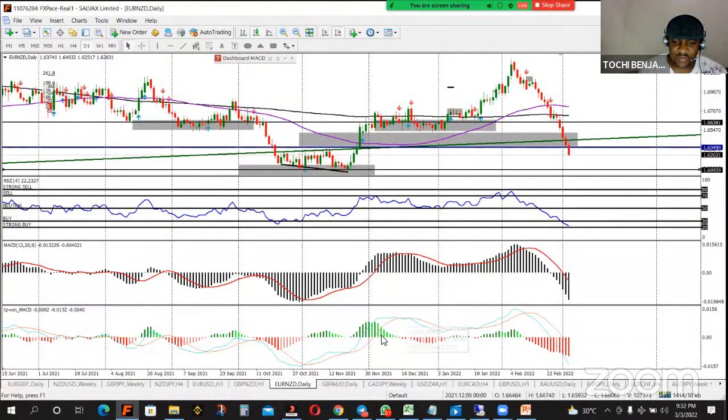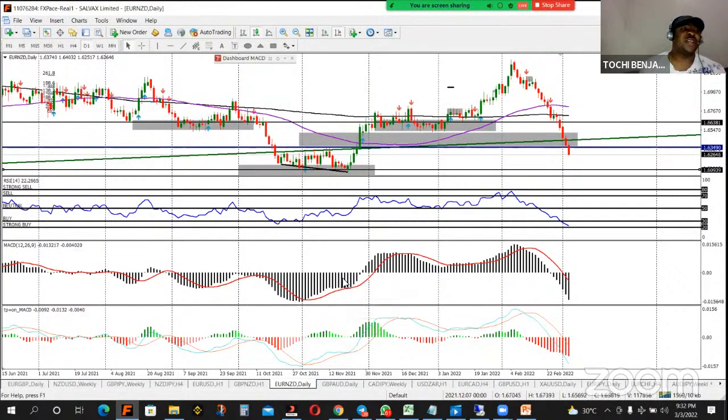MACD. Look at the histogram. Why I like this one is that it has more information than the one that came with MetaTrader 4 by default. This one has two moving averages where you can talk about the cross. That one does not have two moving averages. In that one, the histogram is not differentiated except to look at the low and the high. But in this one, the red is for the sell, the green is for the buy. So that's basically the difference.